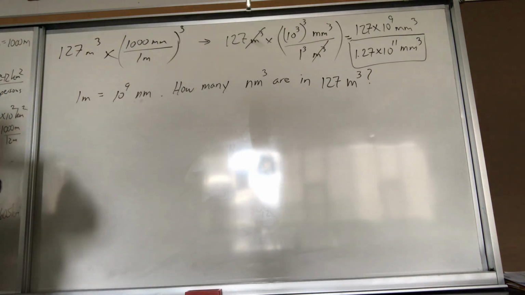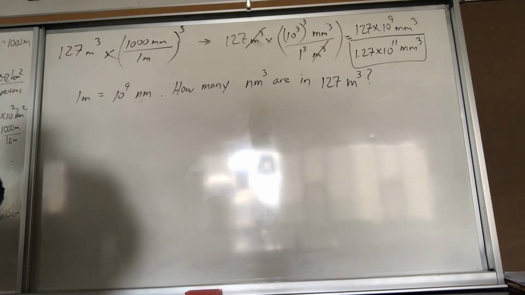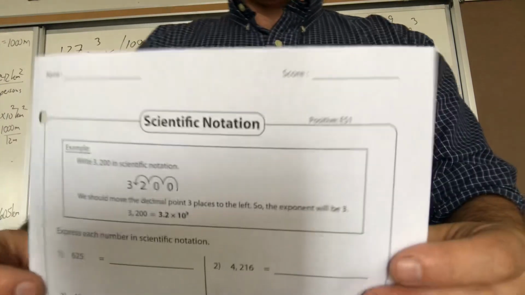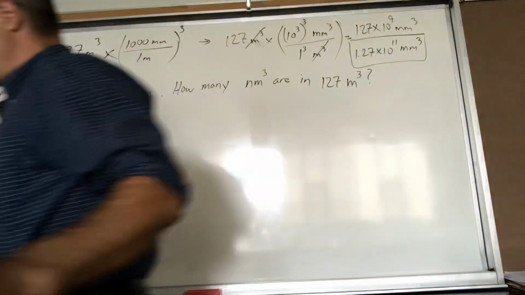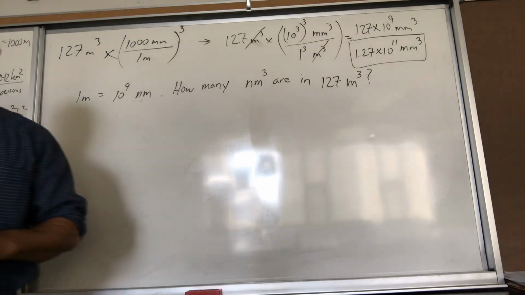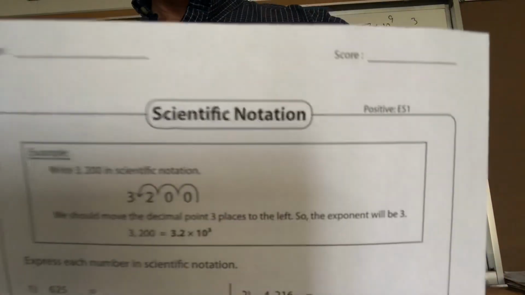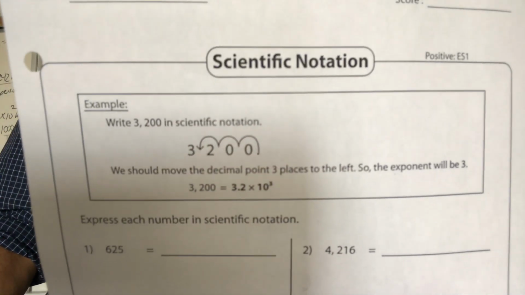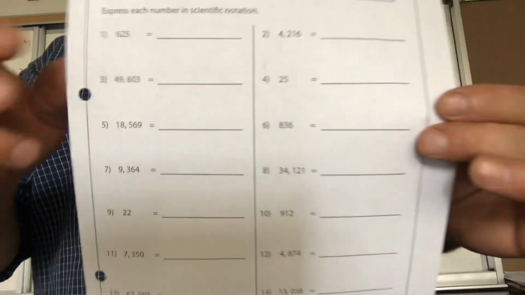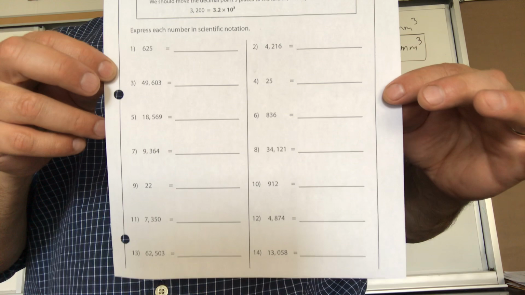The next thing I'm going to do is review your scientific notation. So this is a sheet I'd like you to try. It should be very easy for you. Here's the instructions. So let me get a sheet for myself too. So it says express each number in scientific notation. And here are the exercises. Hopefully you can read them from that distance.